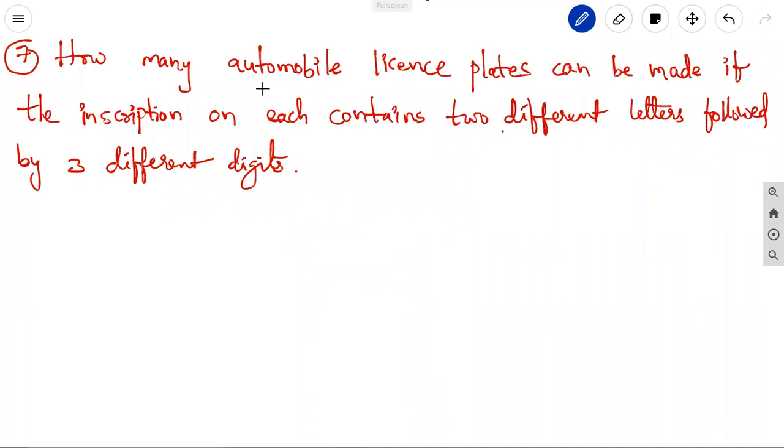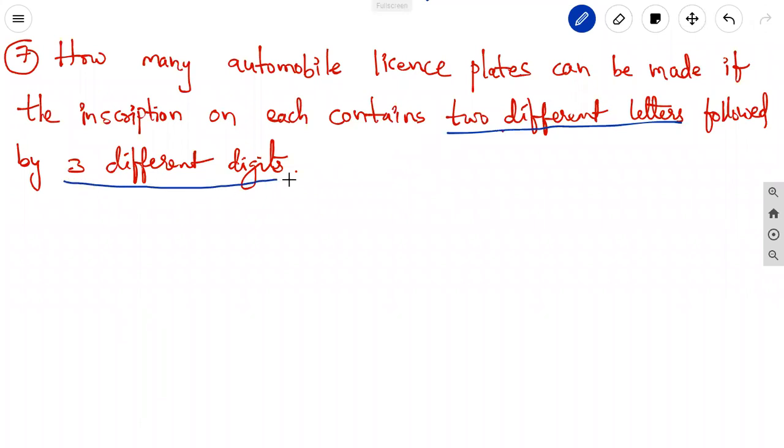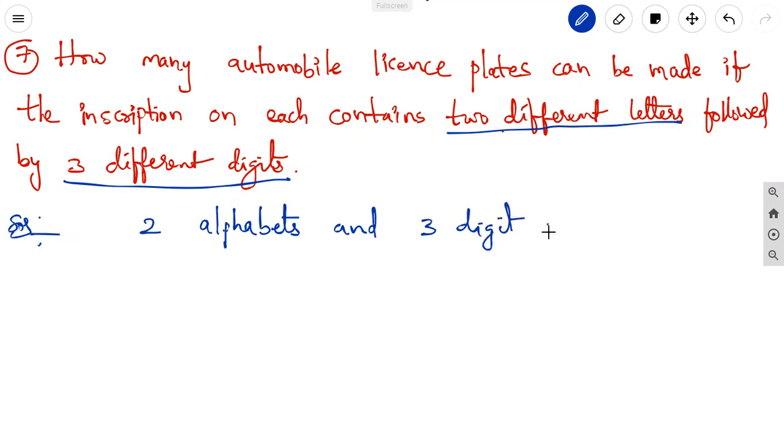7th problem. How many automobile license plates can be made if the inscription on each contains 2 different letters followed by 3 different digits? Here, 3 different digits means that is the 3-digit number, 2 alphabets, and 3-digit number. Here alphabets means these 2 are alphabets. 3 digits means it's a hundreds place, it's a tens place, it's a units place.